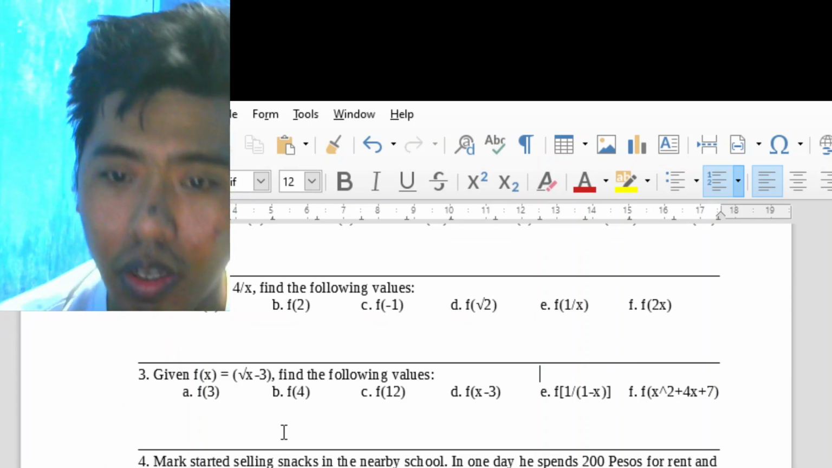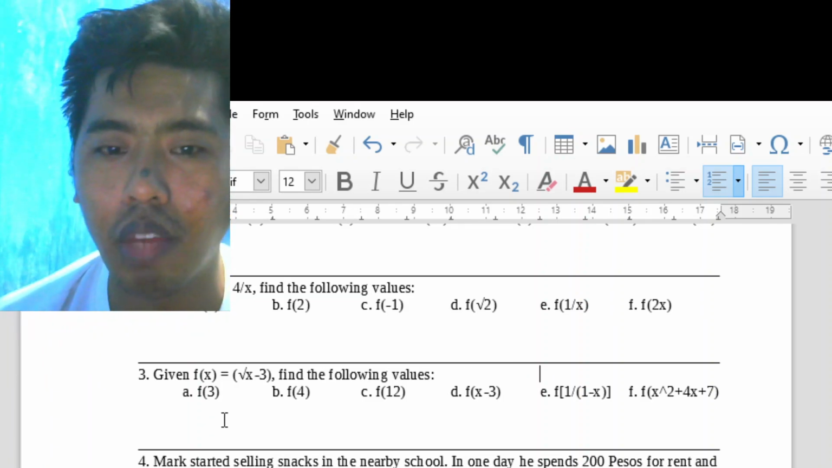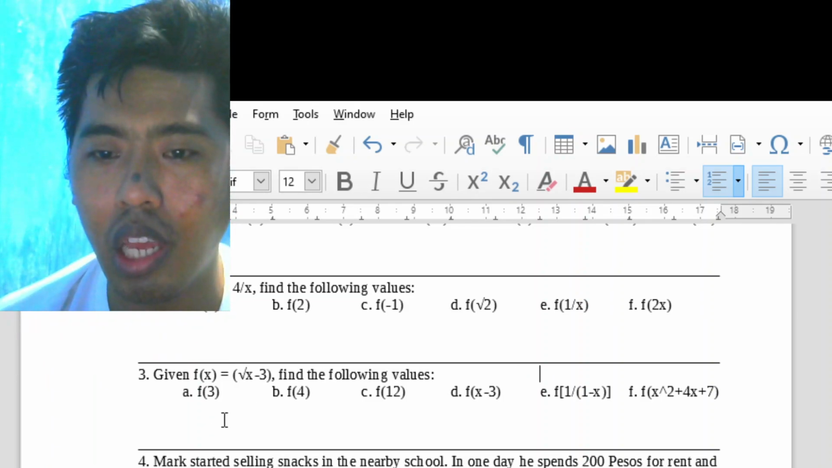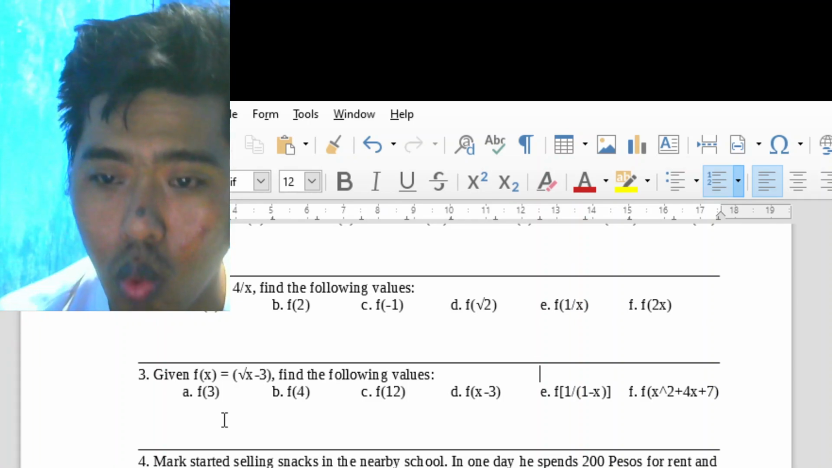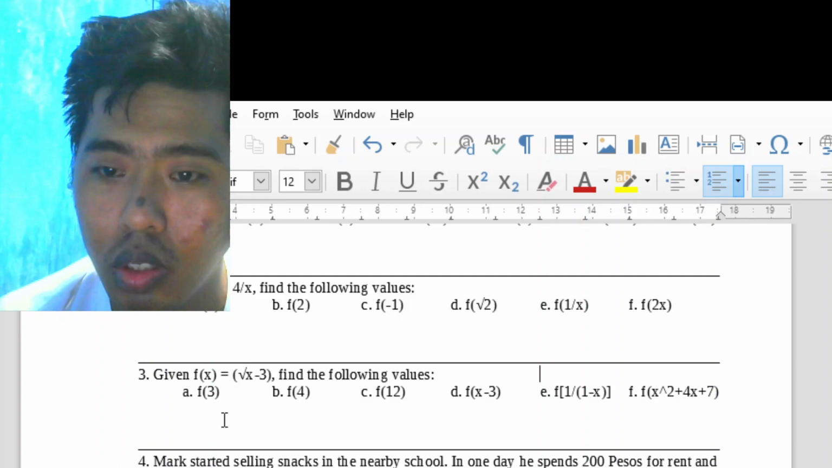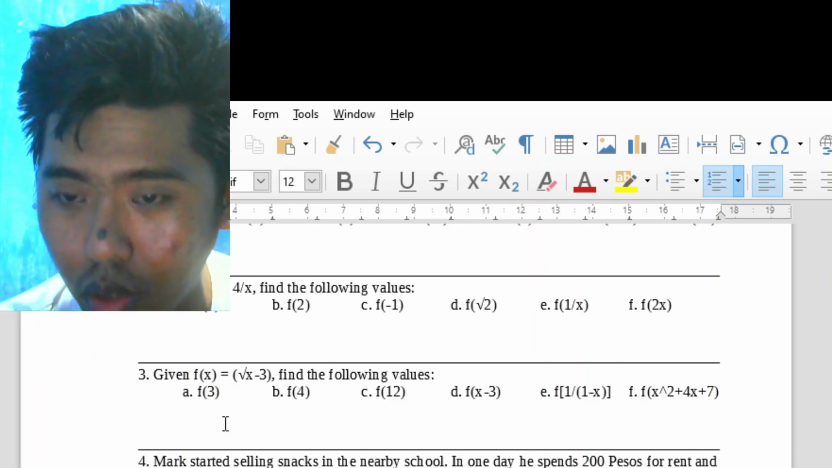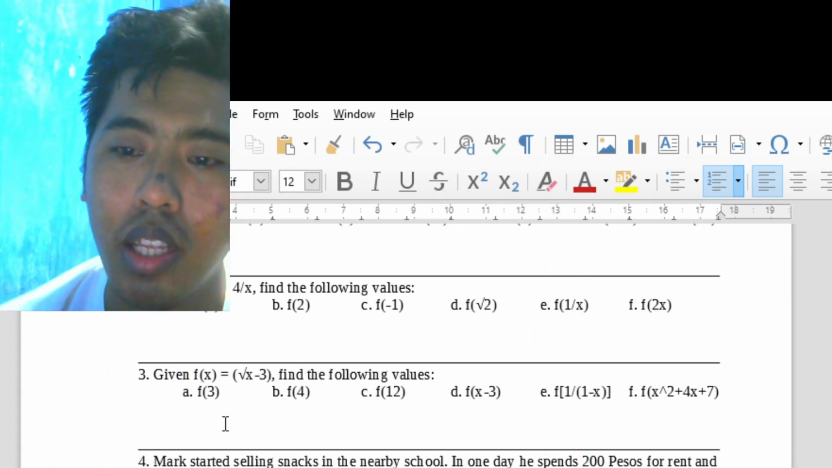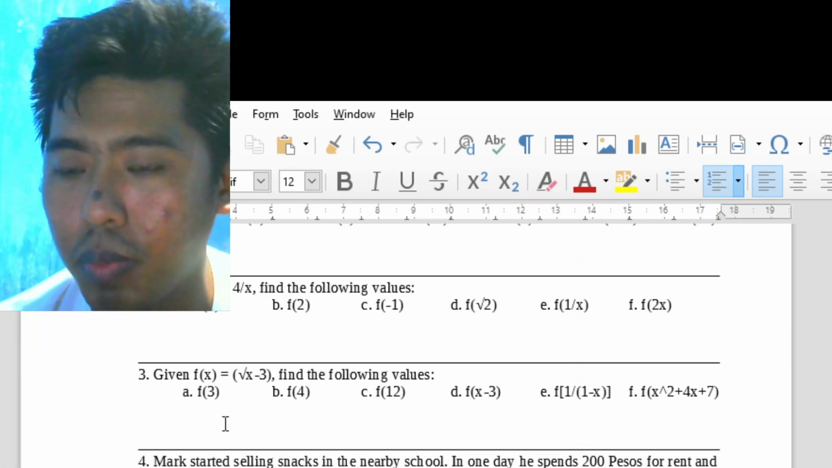Then find the following values. F of 3, a to f gihapon. F of 3, f of 4, f of 12, f of x minus 3, then f of 1 over the quantity of 1 minus x. Okay, so sabta lang ninyo, gihimo nakog box ang 1 minus x, meaning nag-uba na sila. Then last, f of x squared plus 4x plus 7.